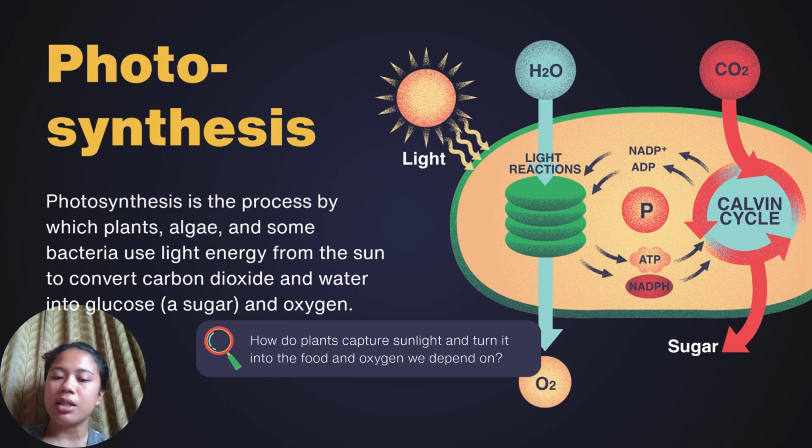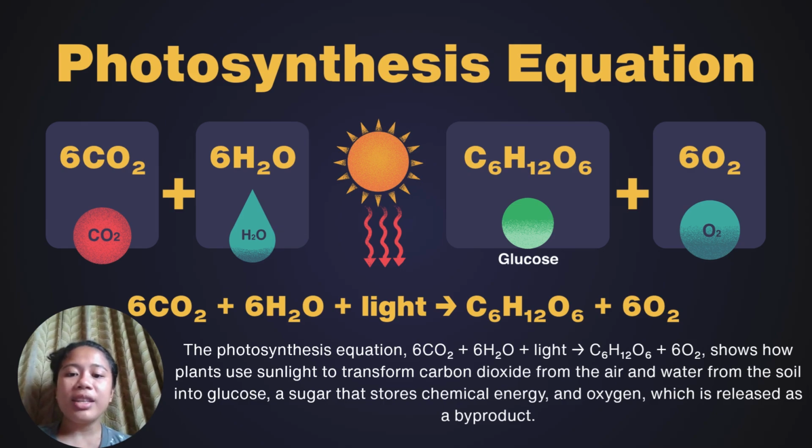According to Garlin, when she reported this, glucose and oxygen are the products of photosynthesis. So this is the photosynthesis equation. Take note of this. As I said earlier, in order for photosynthesis to happen, we should have reactants, which are carbon dioxide and water.